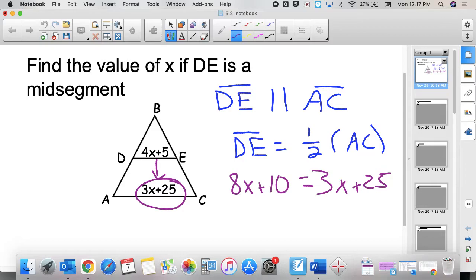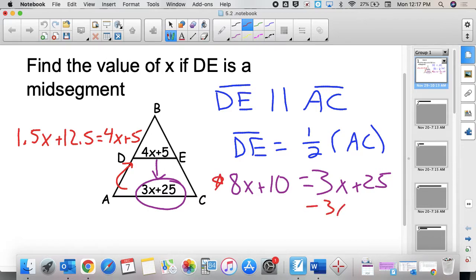Now, technically you could go the other way. It's just going to give you uglier numbers. If I wanted to divide it by 2, we're getting 1.5x plus 12.5. And that would have to be equal to our mid-segment, which was our 4x plus 5. So we can do it either way. We just want to keep the numbers nice. Right? So that's why we're going to solve this equation here on the right.